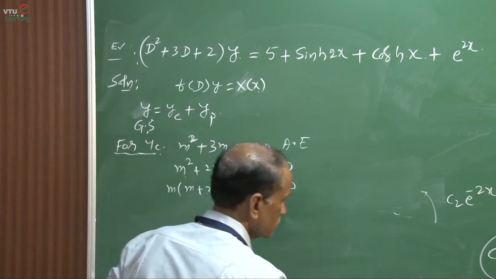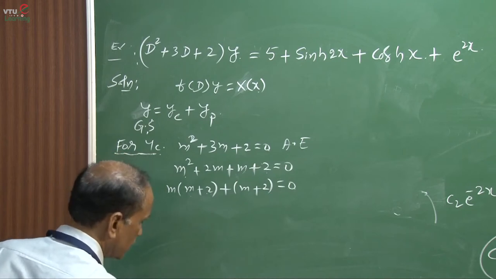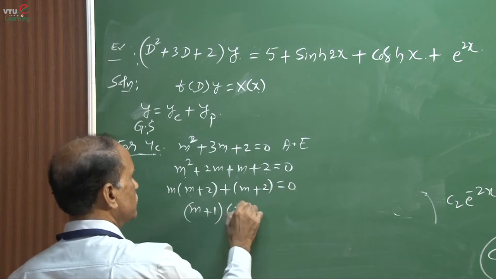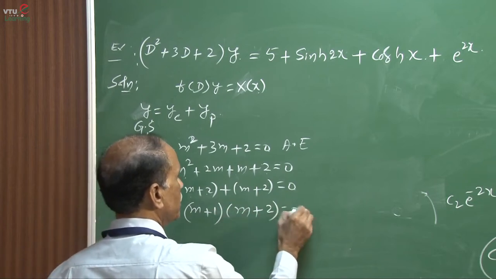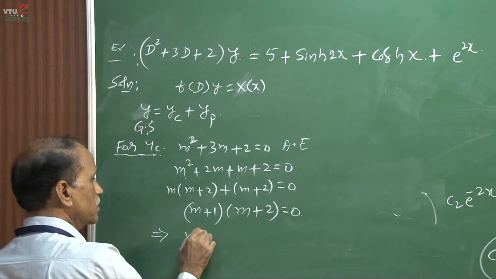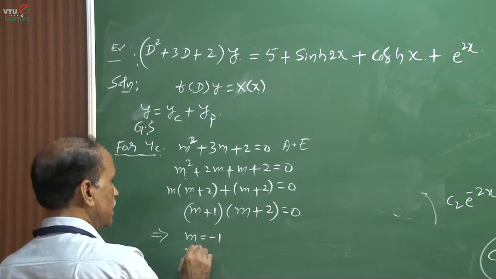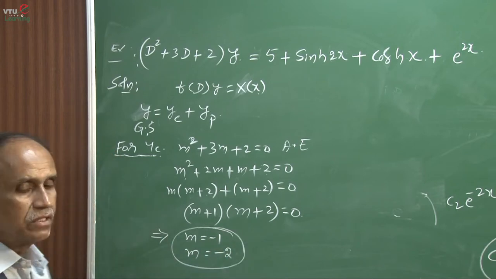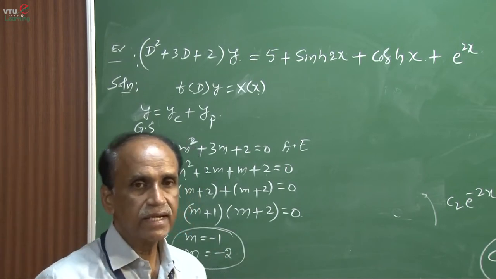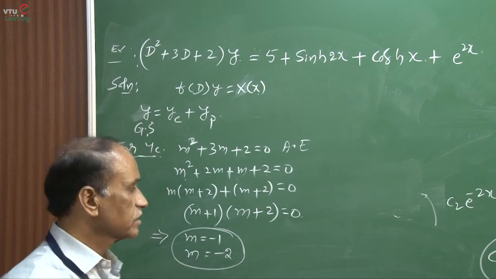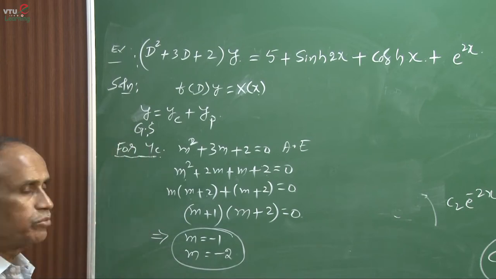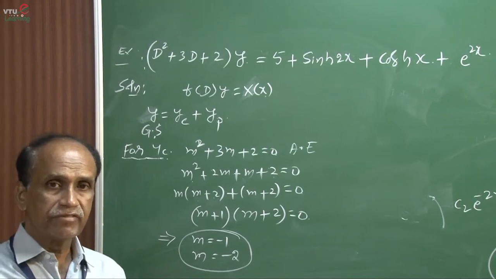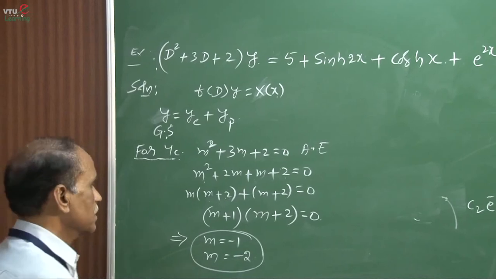Then you can write two different factors having two different values, that is (m + 1)(m + 2) = 0. This gives m = -1 and m = -2. These two are the values, and you represent them as real numbers. So -1 and -2, both of them are real numbers, and they are different. That means one is not equal to the other.